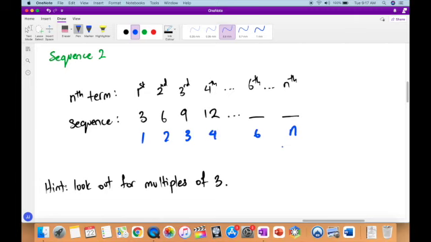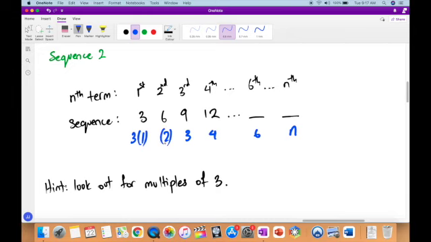Because you know that in the final formula, you want to have n in there. So n has to be multiplied or divided or added or subtracted to get your sequence, right? So again, what do I do to n in order to get 3? Well, I multiply by 3.